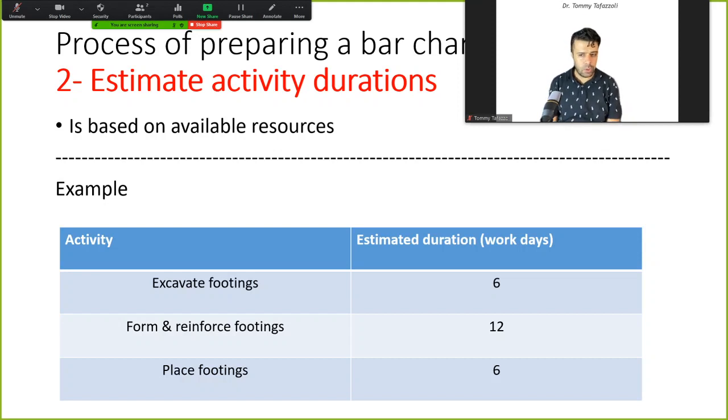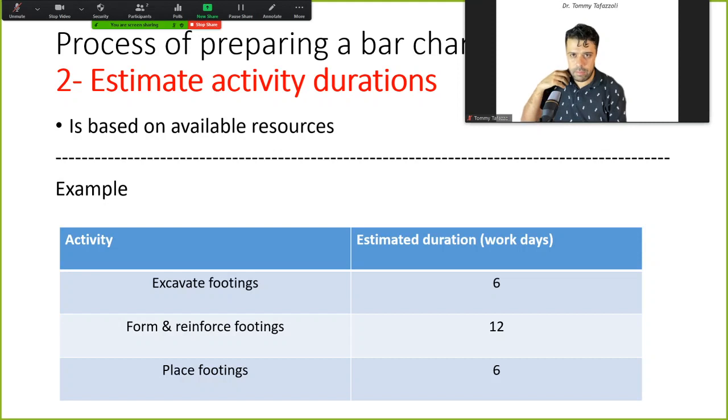Okay. So if we could not do any of these activities concurrently, it means we had to finish the first one before we could start the second one, and we had to finish the second before we could start the third, then the project would take 24 days, right? Because the activities had to follow. I mean, the second and the third activity had to follow the first and second activity respectively.